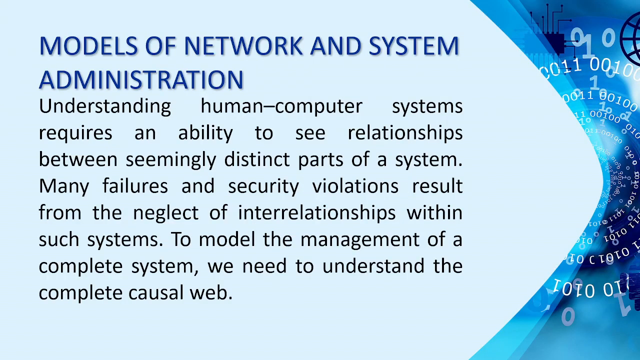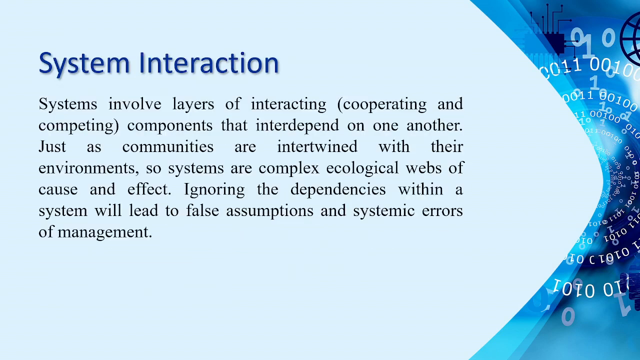So when we talk about models of network and system administration, we need to have a better understanding about human-computer systems, which requires an ability to see relationships between seemingly distinct parts of a system. Many failures and security violations result from the neglect of interrelationships. So when we neglect or ignore some of those dependencies, that would sometimes result in failure, errors, and in the worst case scenario, chaotic events on a system.